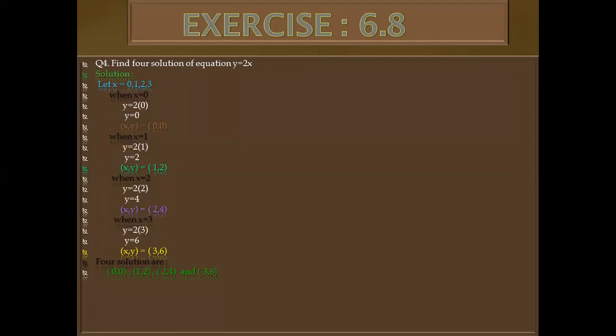Again, keep it in your mind that you cannot change the place of x and y. Always x will be the first number and y will be the second one.